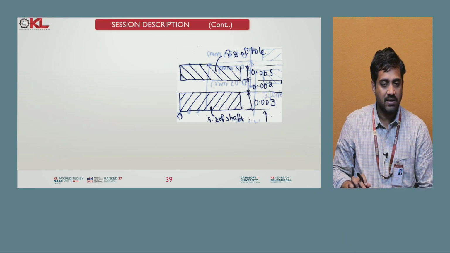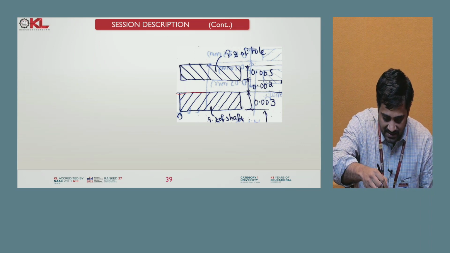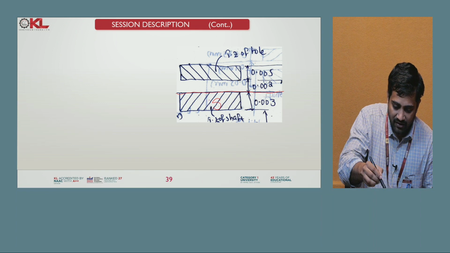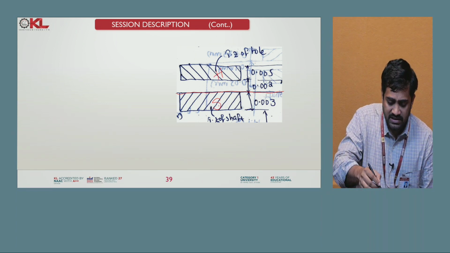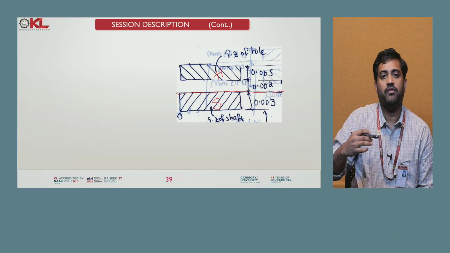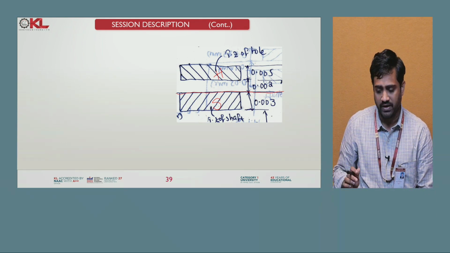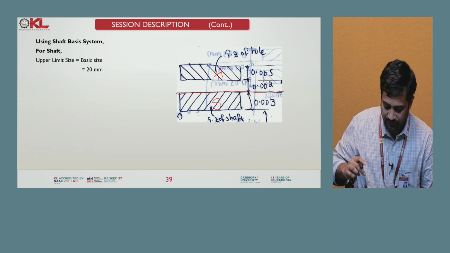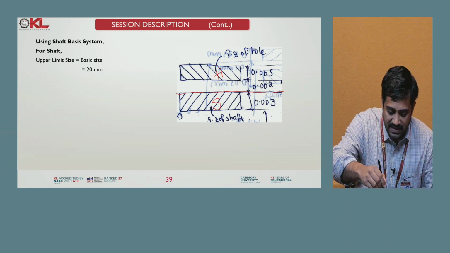See, the shaft basis system. In the shaft basis system you see this is the zero line, this is the shaft, this is the hole. Here in the shaft basis system, the shaft is kept constant and the hole is the only one that varies as per the given clearances or as per different types of fits. Now the shaft basis system for the shaft. So this is the shaft, this is the hole. Let me identify the upper size limit for the shaft.